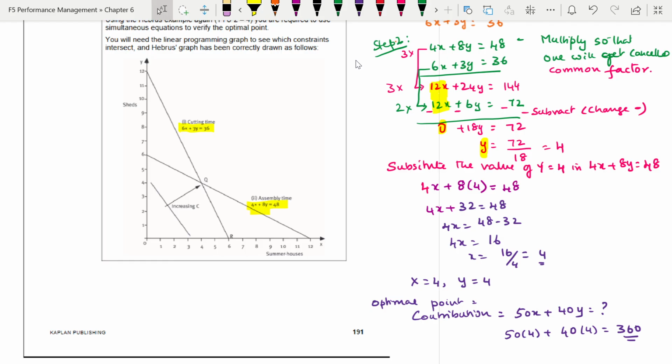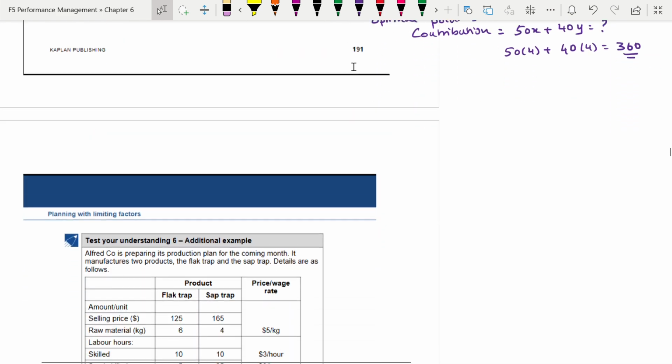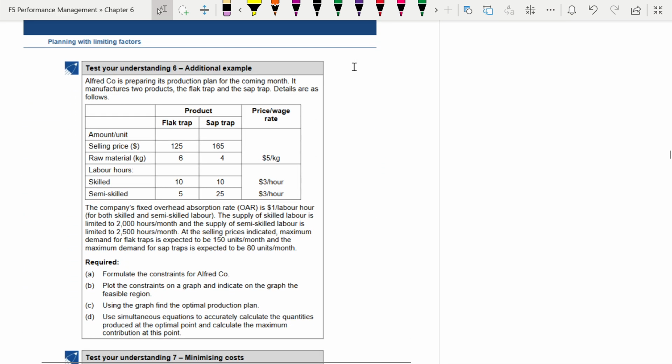Fine. Okay, now what they are asking, one by one we are doing. We are not jumping. Now see what they are saying. Formulate the constraints. First read the question. Formulate the constraints, plot on the graph, use the graph for the optimal production plan, and use simultaneous equations accurately.